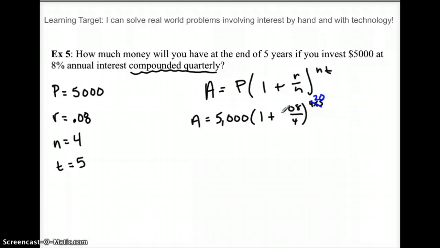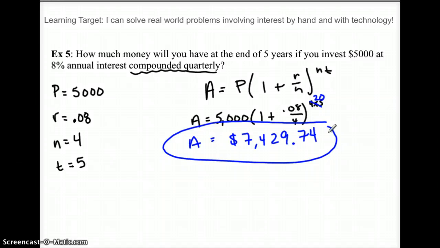Now I keep that on my screen, and I hit the caret key, so it's taking the answer raised to a power of 20, and I hit enter again. And now I've got 1.486 rounded, but I'm going to keep this on my screen. I'm going to keep rolling with my calculator till the very end. So I'm going to hit times. My calculator says the previous answer times 5,000, and I get an A value of $7,429, and we round to 2 places since we're dealing with money, 74 cents. Okay, so that's how much will be in the account after 5 years.